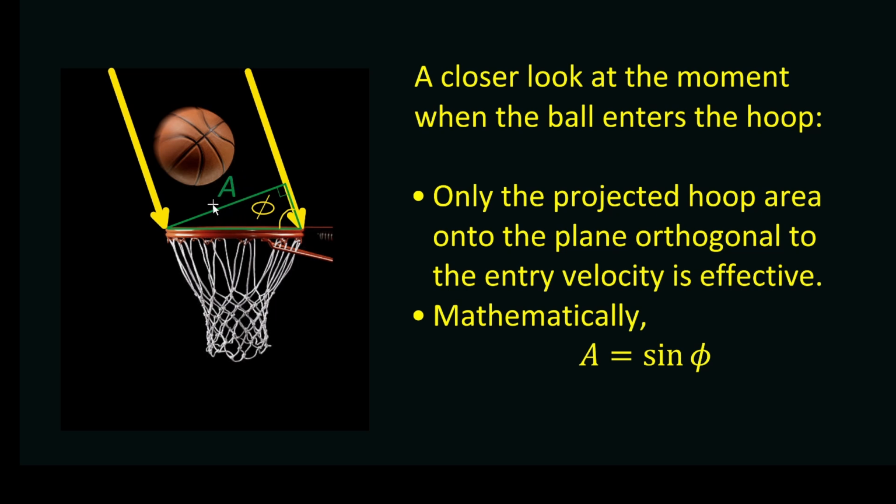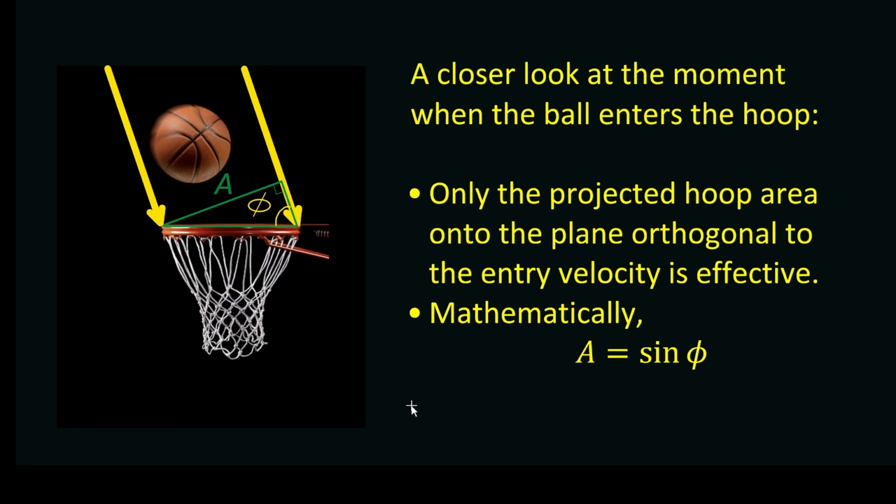So imagine, upon entry, if the ball misses the exact center of the hoop, not by much, a bigger area would allow for a bigger chance of scoring. Based on trigonometry, we can express the effective hoop area as a fraction called A of the total hoop area. That is, A equals the sine of phi, where phi is the entry angle.